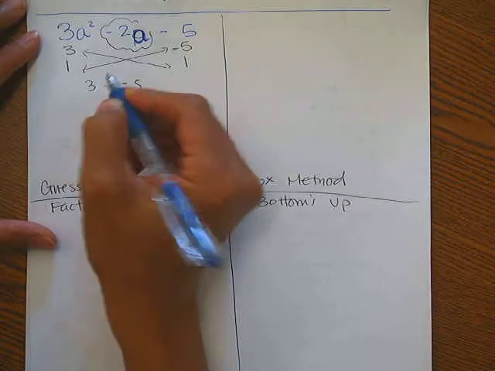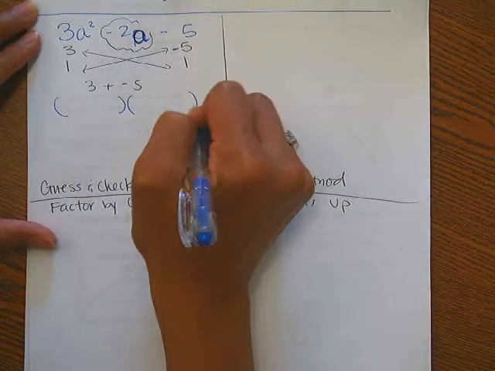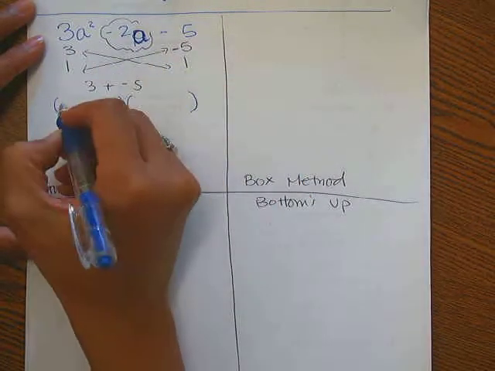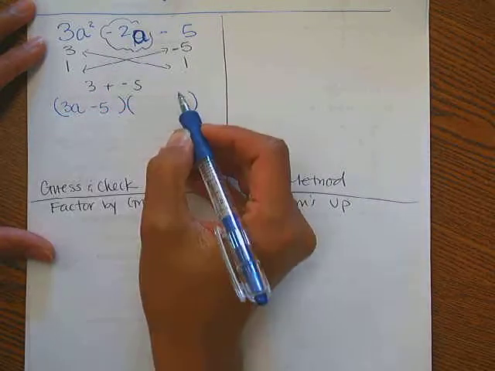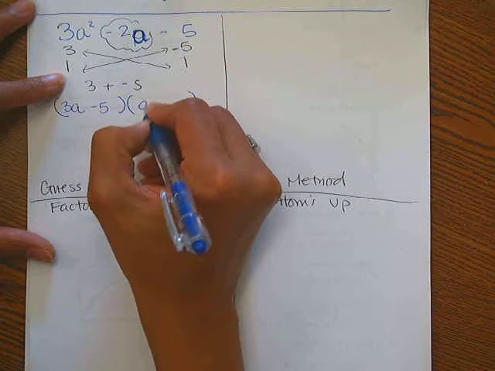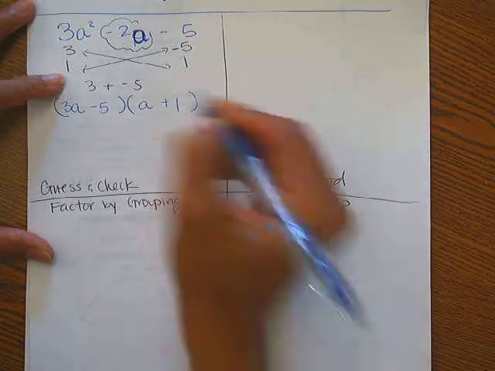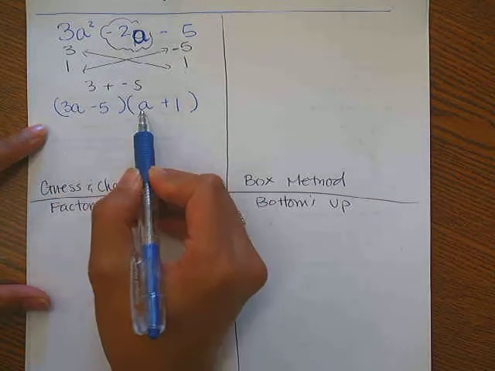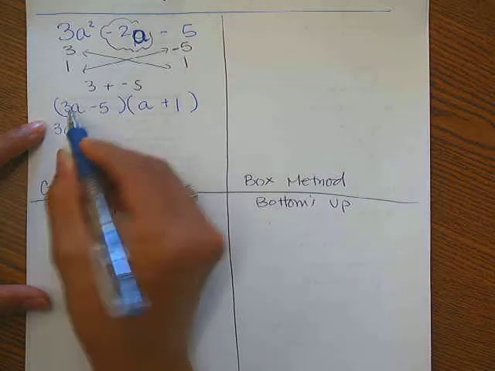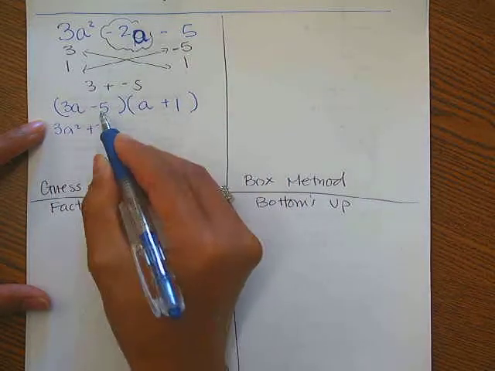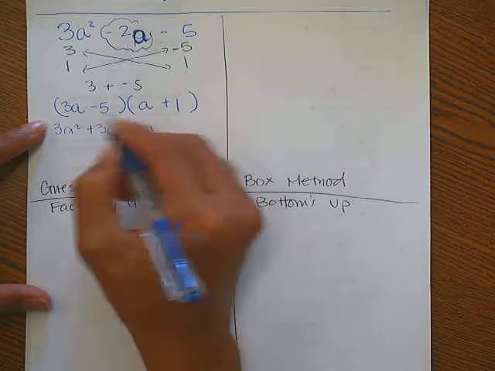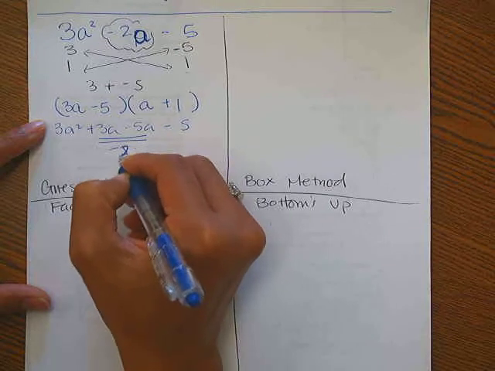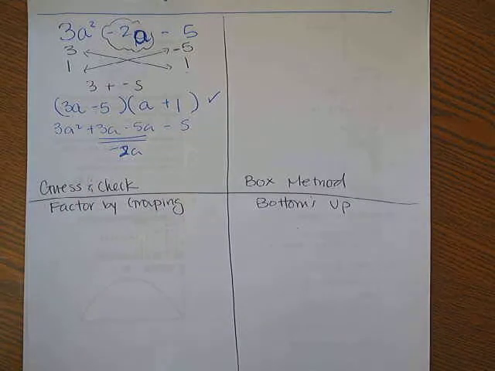Okay, so now when I'm writing my 2 factors, I don't write them diagonally. I actually need to write them across. So 3a minus 5 and 1a, or in this case, I'm sorry, not minus 1, but plus 1. So that's the guess and check method. Well, guess and check. Now check: 3 times a is 3a squared. 3 times 1 is positive 3a. Negative 5 times a is negative 5a. Negative 5 times 1 is negative 5. The middle becomes negative 2a. Therefore, I know my two factors are correct.